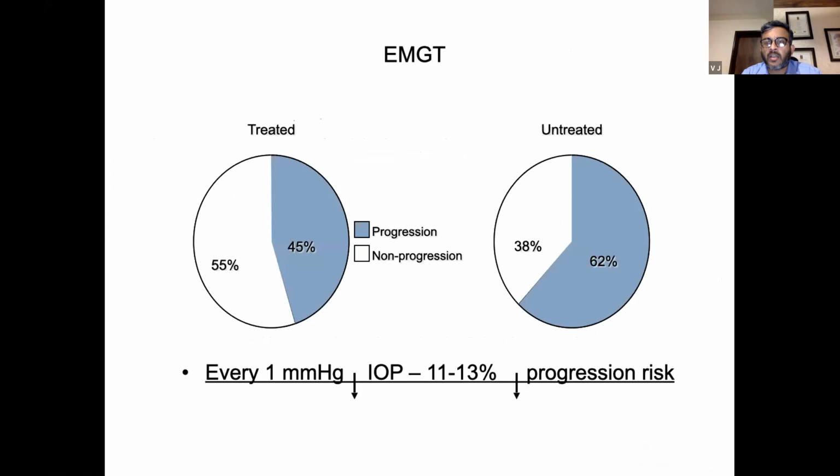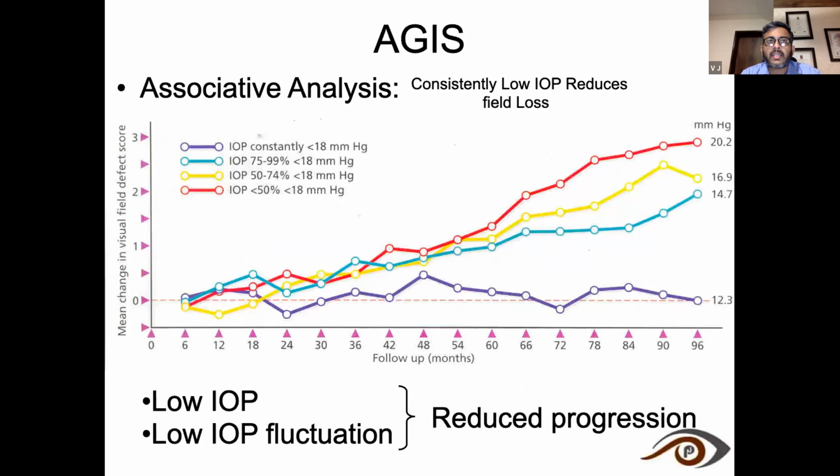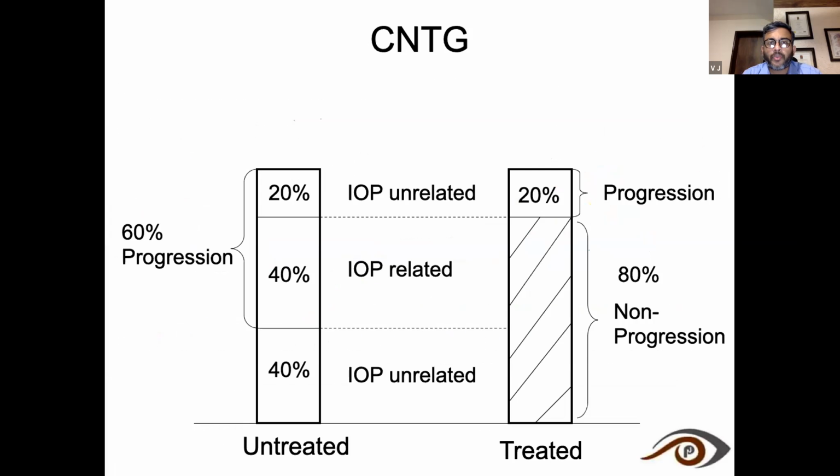The Advanced Glaucoma Intervention Study showed that whenever there is a lower intraocular pressure as well as lower intraocular pressure fluctuation, the progression is reduced to a drastic extent. And consistently low intraocular pressure reduces loss of visual field. In the Collaborative Normal Tension Glaucoma Study, we had two arms, the untreated and the treated arm.